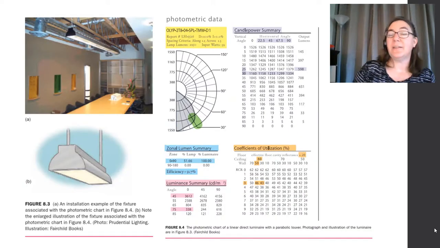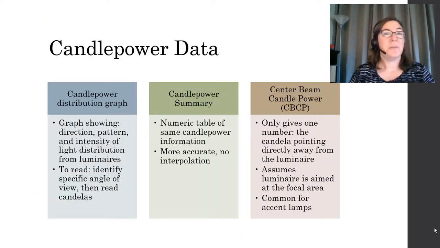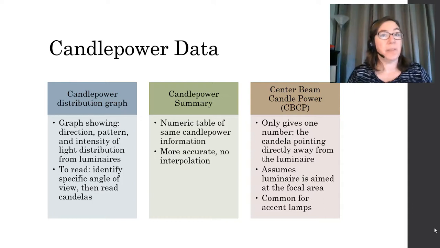Your textbook has an example in this chapter, and you can see in figure 8.3 and 8.4 here your example luminaire and the photometric data that go along with it. Now, there's a couple of different ways that a manufacturer might choose to present its candle power data for a particular luminaire on the spec sheet.